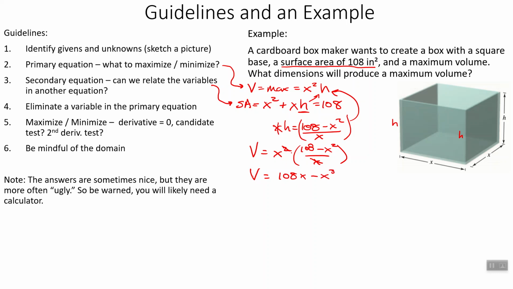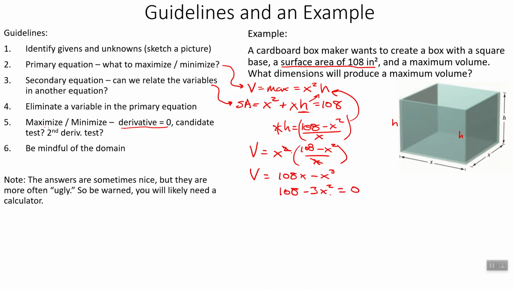So now we have an equation that we want to find the maximum of with just one variable. So now we're on step 5. Take its derivative, set it equal to 0. So the derivative here is going to be 108 minus 3x squared is equal to 0.